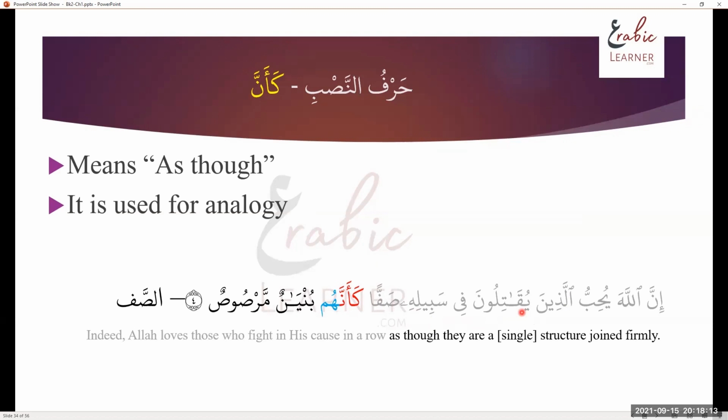So Allah subhanahu wa ta'ala is saying, this ayah shows the importance of discipline. When you are fighting with the enemies, you fight in a straight row, in a very disciplined manner, as if you form a strong wall for the enemy, so that they should not be able to penetrate you. كَأَنَّهُمْ بُنْيَانٌ مَرْصُوصٌ. As if you have formed a strong structure, so that they will not be able to penetrate you. Understood?